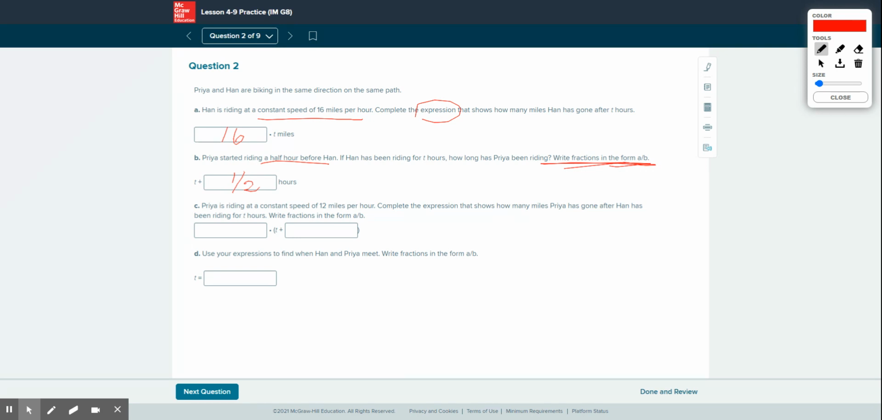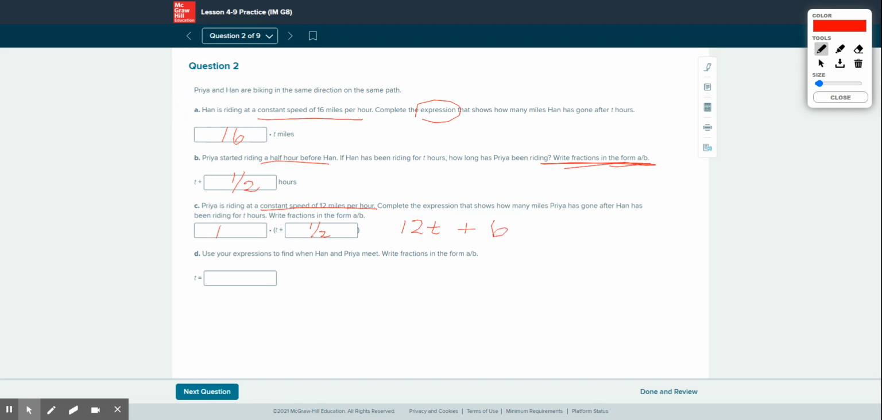Priya is riding at a constant speed of 12 miles per hour. Complete the expression that shows how many miles Priya has gone after Han has been riding for T hours. Write the fraction in the form of A over B. Again, we have to remember that she has that half hour head start. So as a half hour head start, we have to consider the part that Priya is riding at 12 miles per hour, but she had that half hour head start. That half hour head start put her 6 miles ahead of Han.